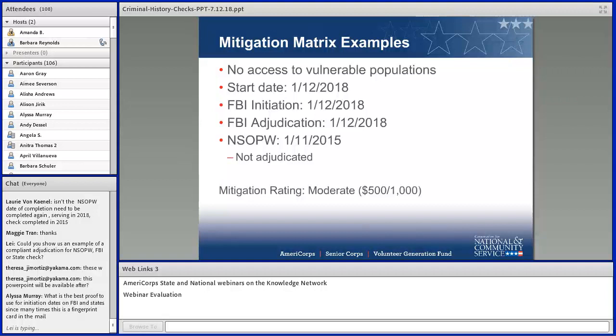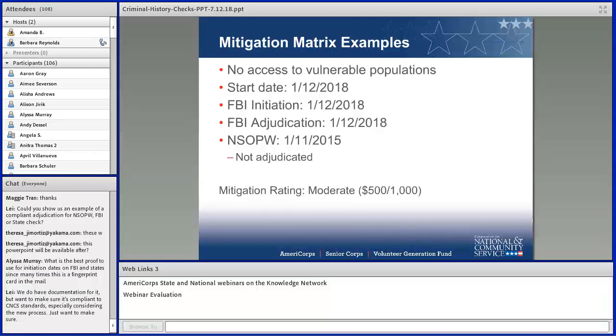What is the best proof to use for initiation dates on FBI and state, since many times this is a fingerprint card in the mail? So this is actually up to you. Grantees have the ability to define what initiation means to them, as long as one document is set beyond getting consent and it's on the path of getting a criminal history check. So that could be when you make the appointment for the fingerprinting, when you make a copy of the fingerprint card, or the form that someone fills out to get fingerprinted. So it's up to you. You have the flexibility to define it, but again, it should be defined in your policies and procedures.